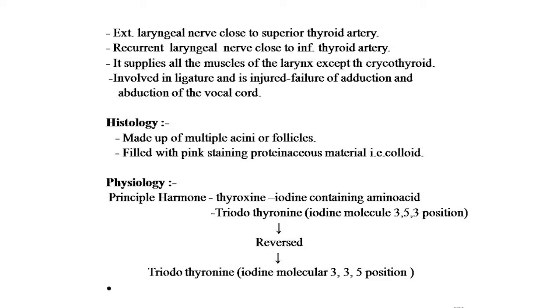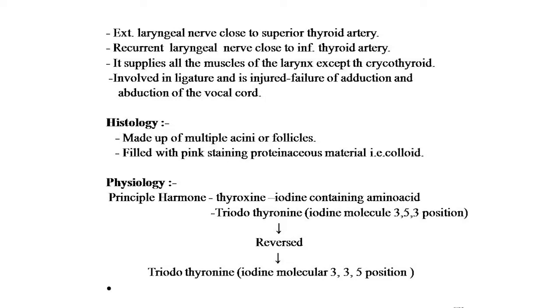Histology: it is made up of multiple acini or follicles filled with pink staining proteinaceous material, that is the colloid material. Physiology of the thyroid: the principal hormone is thyroxine, an iodine-containing amino acid with iodine molecules at the 3, 5, 3', 5' positions. The reverse of this hormone is triiodothyronine, where the iodine molecule is at the 3, 3', 5' position.